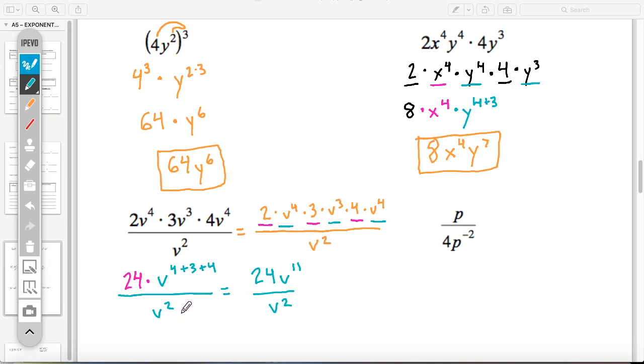No, I'm not done. Okay, I have v's in my numerator and I have v's in my denominator. Okay, so I need to simplify this now. So using my quotient rule, I know that I can rewrite this as 24 v to the 11 minus 2. Okay, and of course this equals 24 v to the 9th.